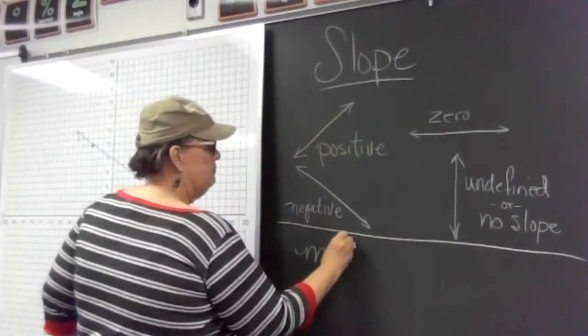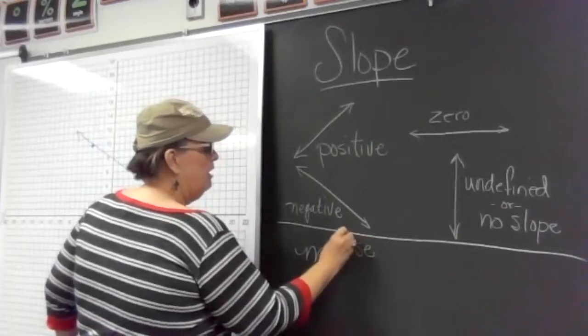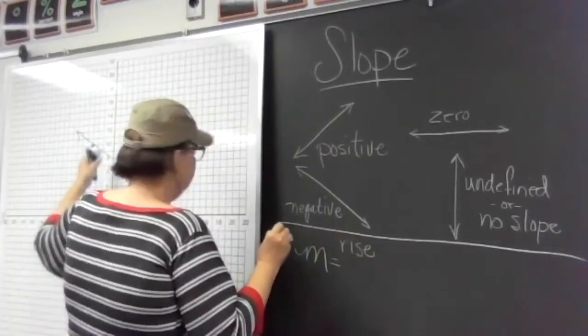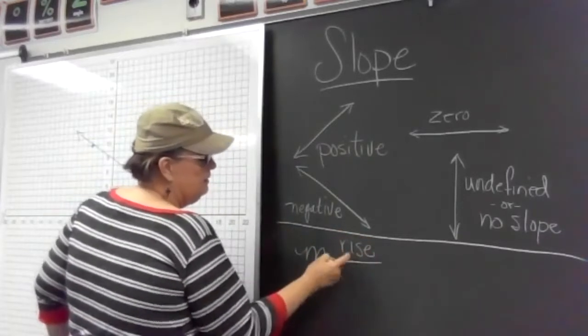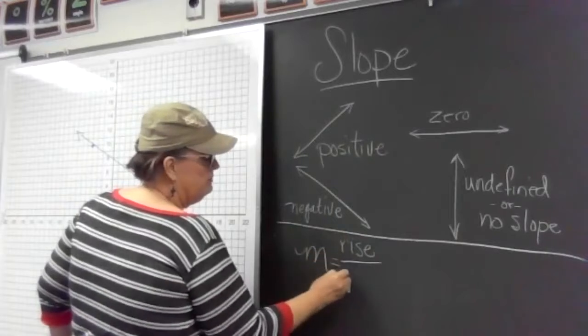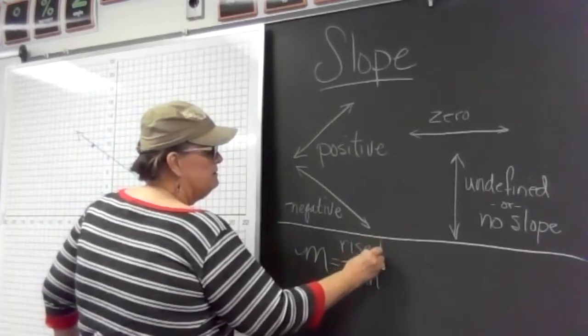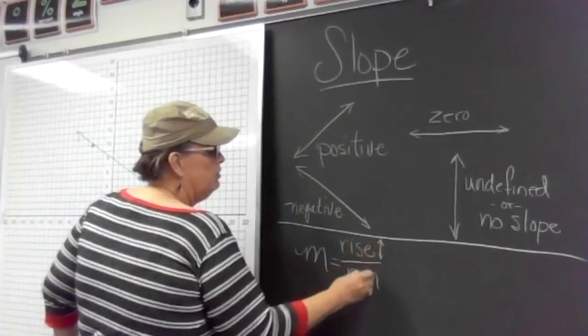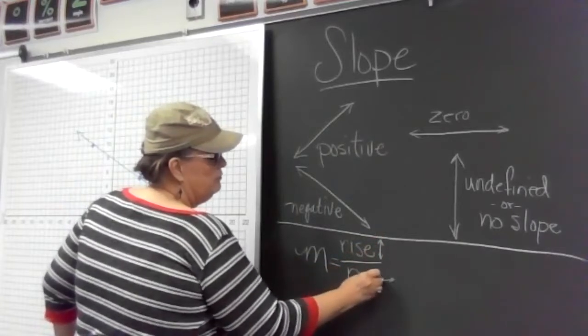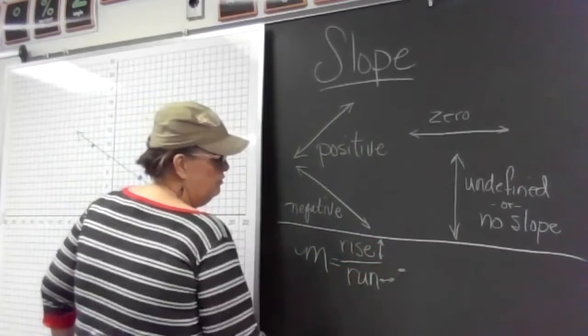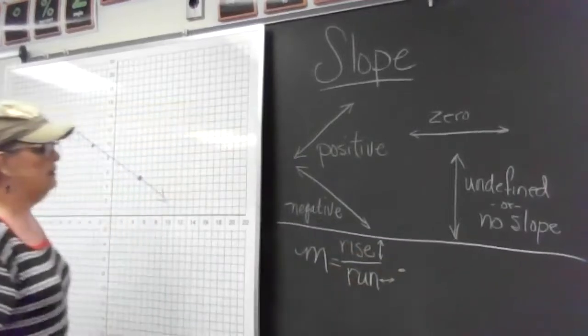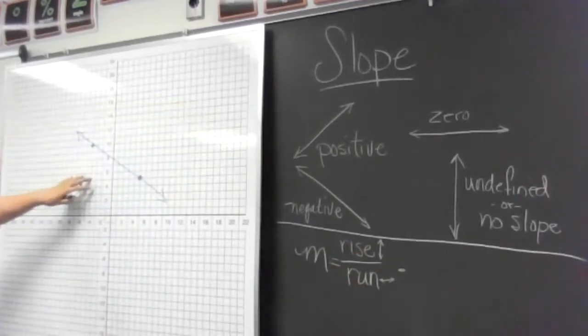M will always be how many blocks or how many places, units that I rise. That can be a positive or a negative rise, and then a run. Rise means how far I go up and down. Run means how far I go horizontally. So we're going to find the slope of this line.